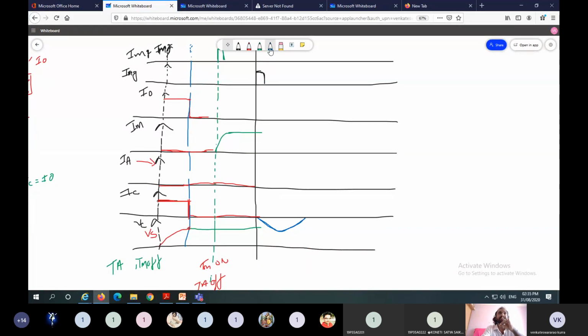So in this state, both Tm on and Ta off, both SCRs are on. So if we take this one as the reference, this one is 0 and this one is pi. Next.